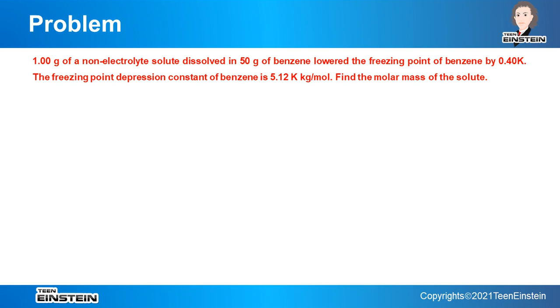Problem: 1 gram of a non-electrolyte solute is dissolved in 50 gram of benzene. So here benzene is the solvent and the solute is a non-electrolyte. That means there will be no dissociation after we dissolve it in the solvent. So the freezing point is lowered by 0.40 Kelvin. So the freezing point of benzene is lowered because here benzene is the solvent.